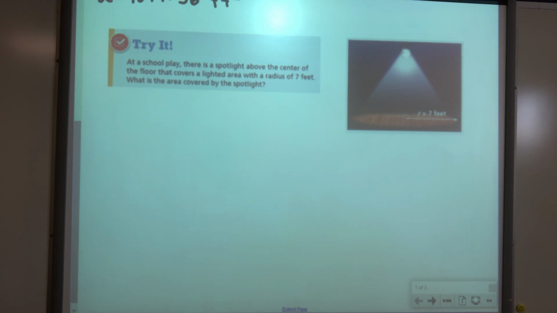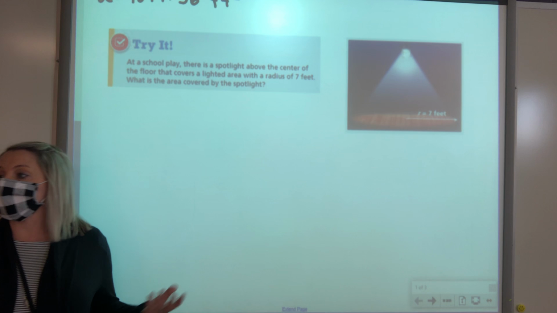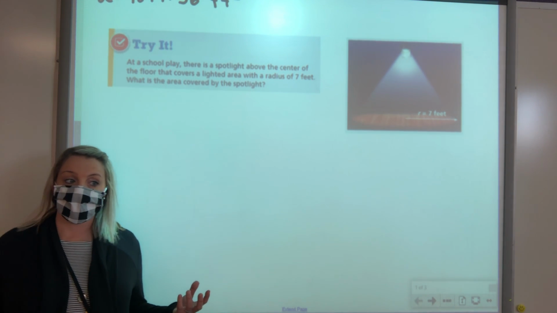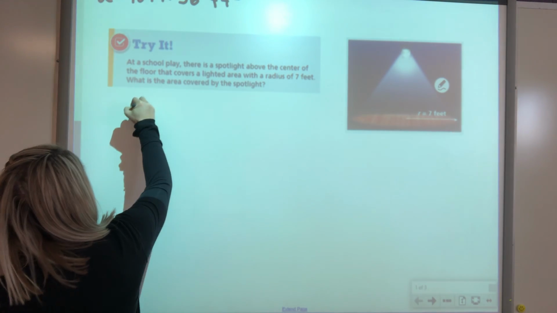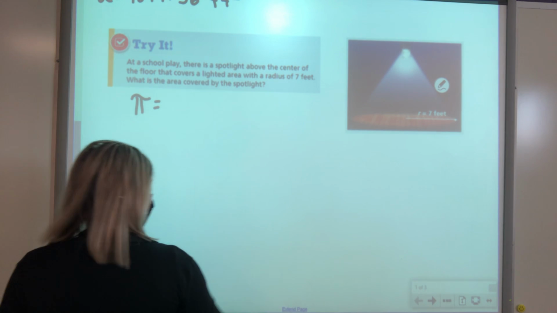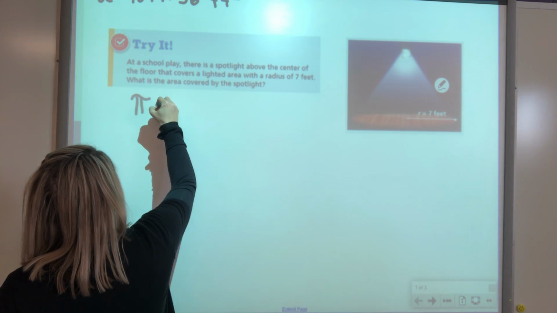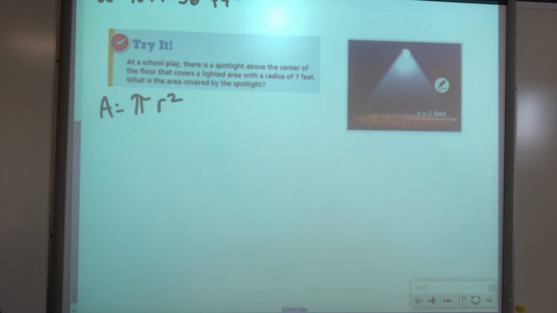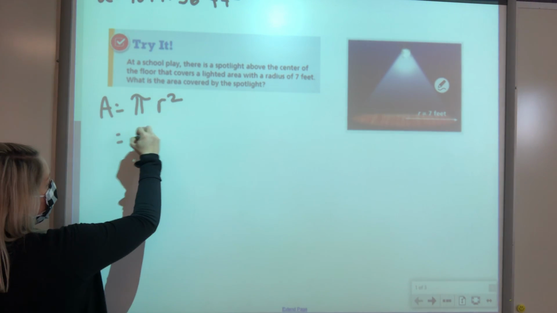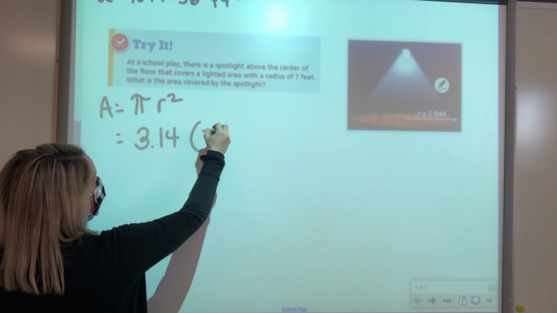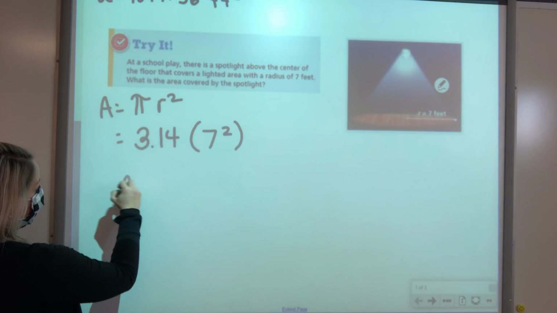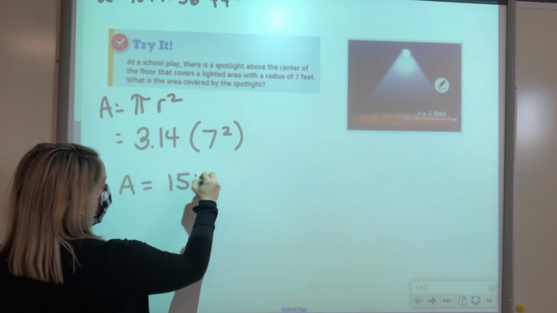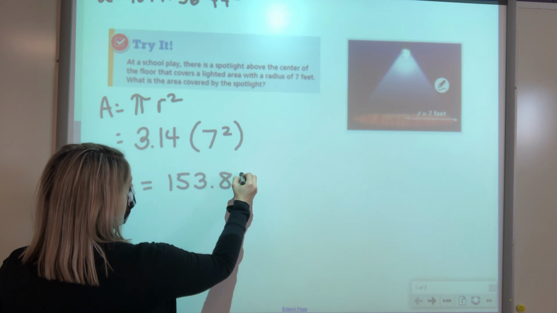Alright, what did we come up with? 153.86 feet squared. Okay, so what do we use? We use the formula area equals pi r squared. Pi times 7 squared. Radius, yeah. Okay, so area equals pi r squared, so 3.14 times 7 squared, right? Right, and then what do we get? A equals 153.86 feet squared. I feel so smart.